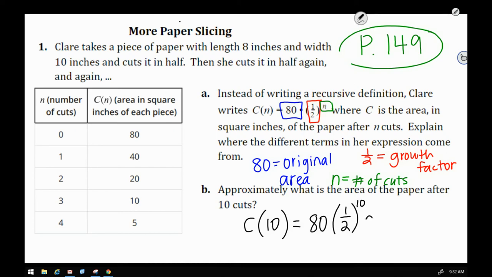Okay, you get a decimal. Somebody tell me what it is. 1078. What does that represent? The area of the paper after 10 cuts. So if we're talking about area, wouldn't that be square inches? Okay, in case anybody cares, as a fraction, it's 5/64.